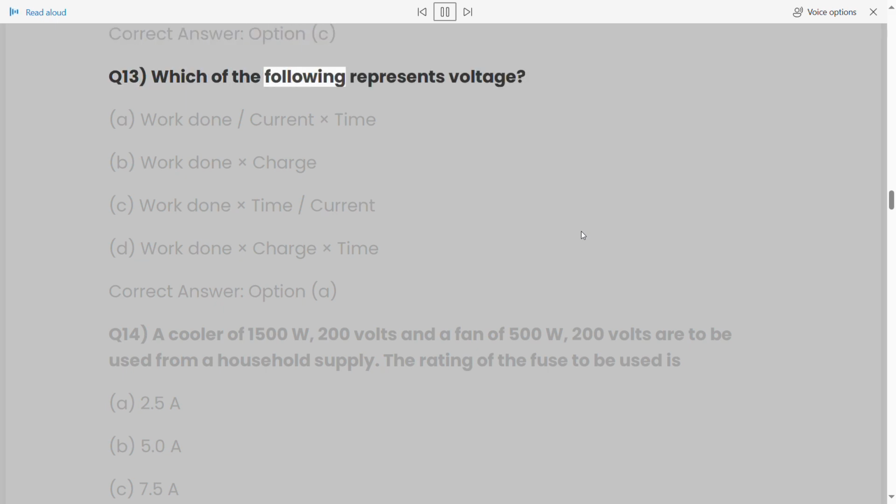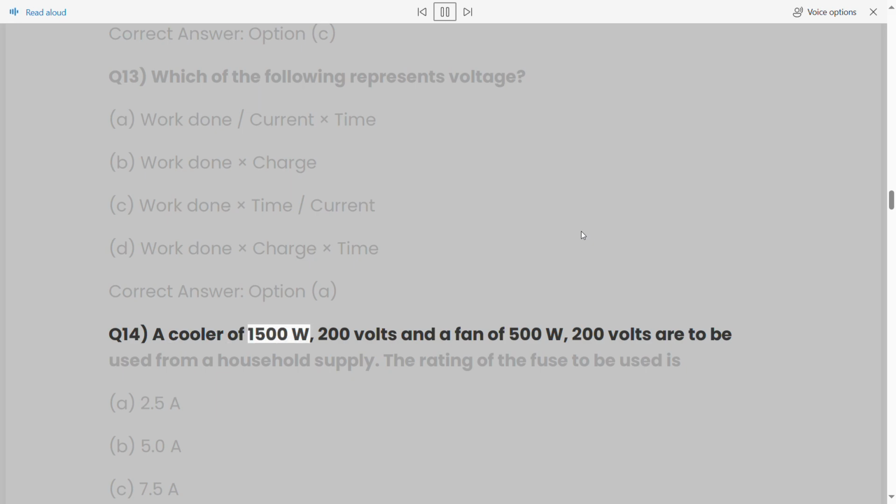Q13. Which of the following represents voltage? A. Work done over current times time. B. Work done times charge. C. Work done times time over current. D. Work done times charge times time. Correct answer option A.